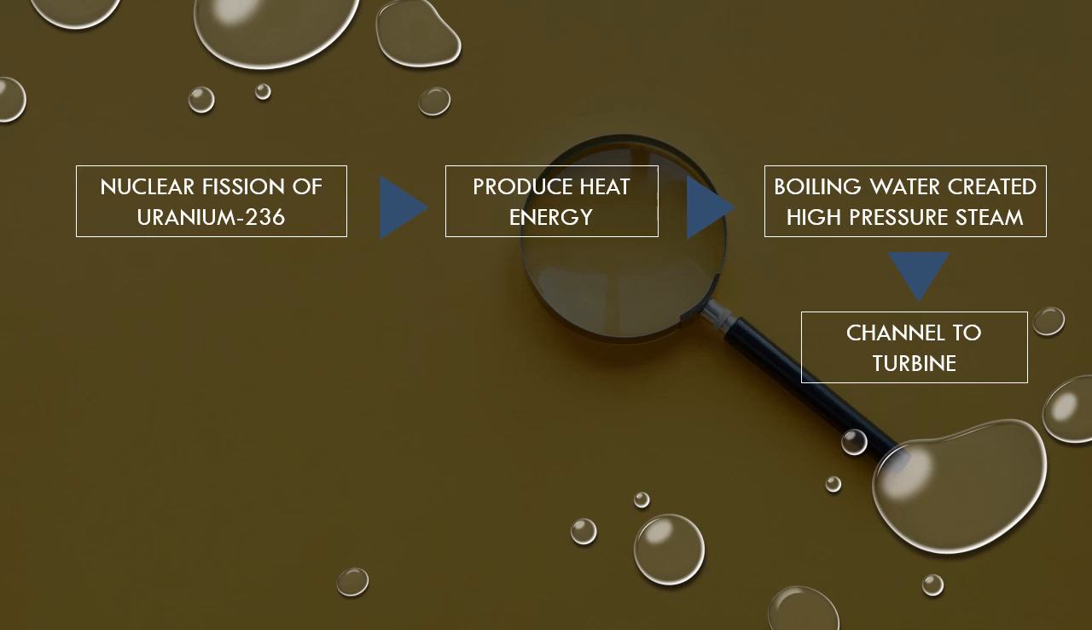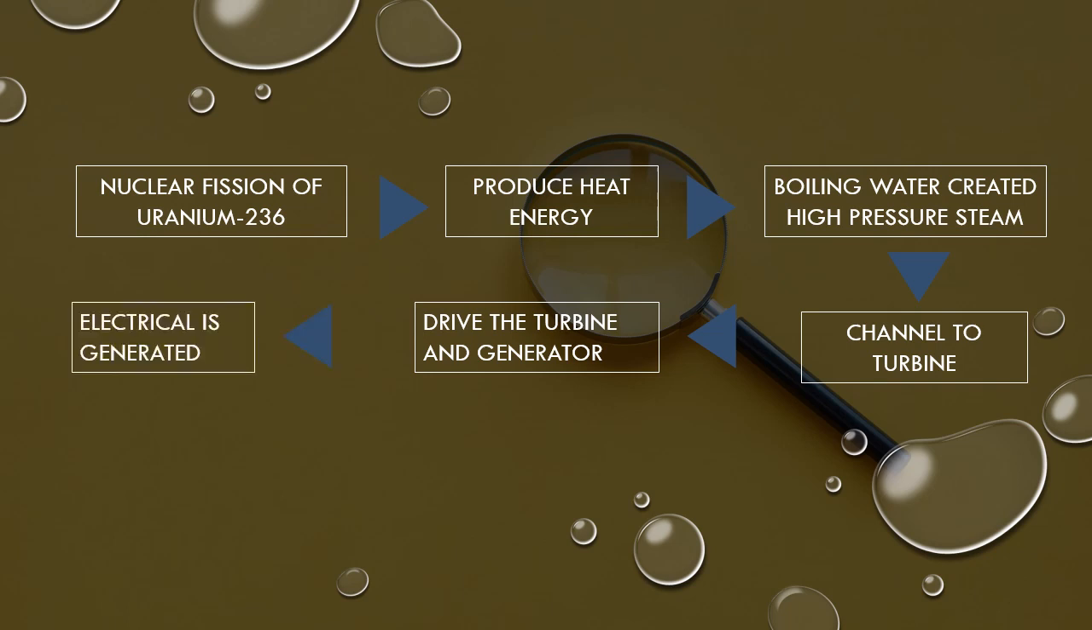The turbine is rotated by the high pressure steam, which in turn rotates the magnetic coil in the generator. The steam will condense into water. The electrical energy generated is sent to consumers via a power supply transmission system.